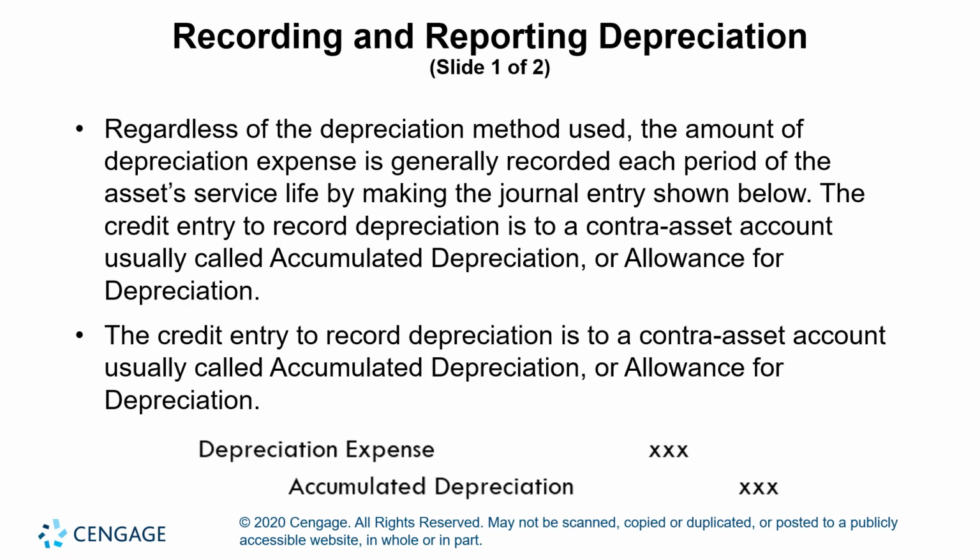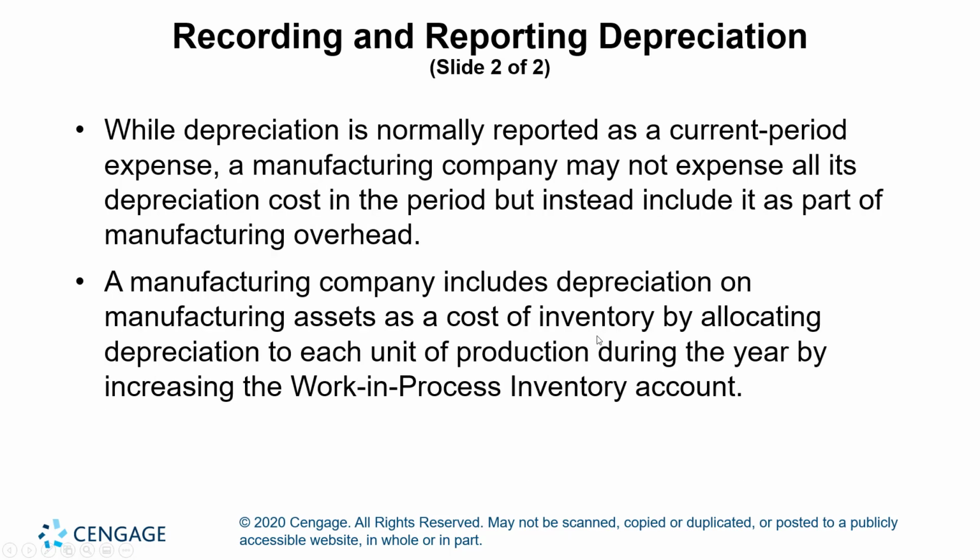While depreciation is normally reported as a current period expense, a manufacturing company may not expense all of its depreciation cost in the period, but instead include part of it as manufacturing overhead. A manufacturing company includes depreciation on manufacturing assets as a cost of inventory by allocating depreciation to each unit during the year, increasing the work in process inventory account. This will happen in your cost accounting class. We won't cover that in this class.